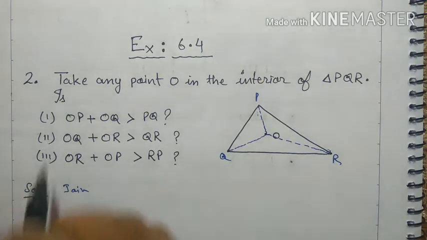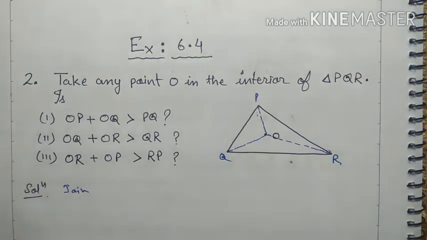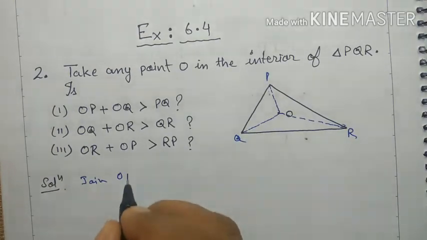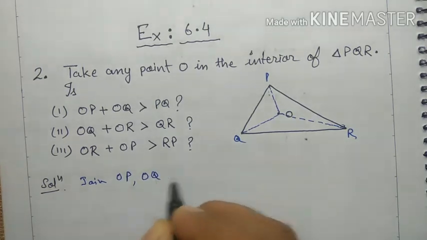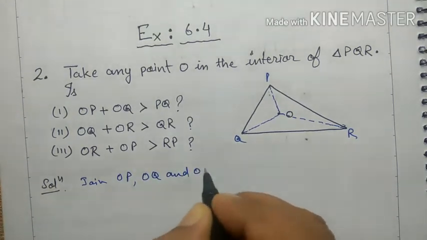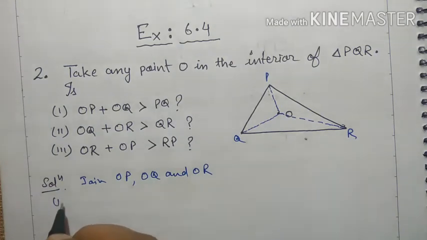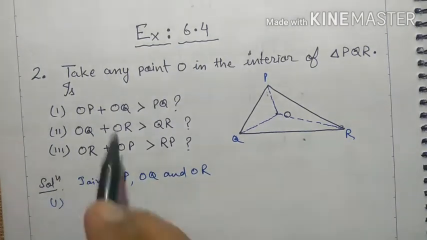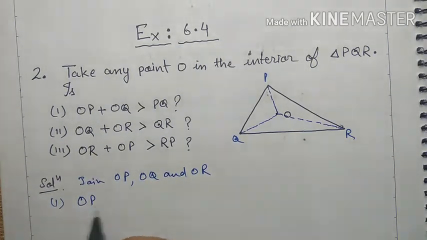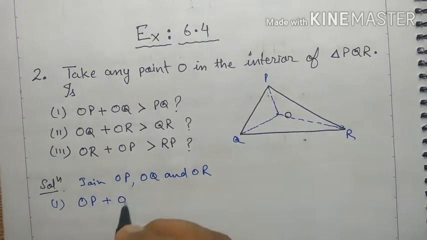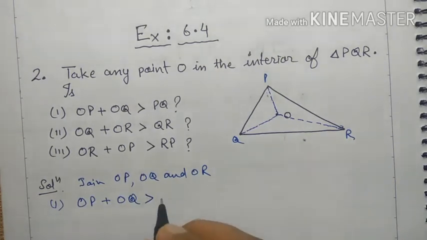So now come to the first. Here I have to write join OP, OQ and OR. Now the first one I am going to solve. The question is, we have to check whether OP plus OQ is greater than PQ.